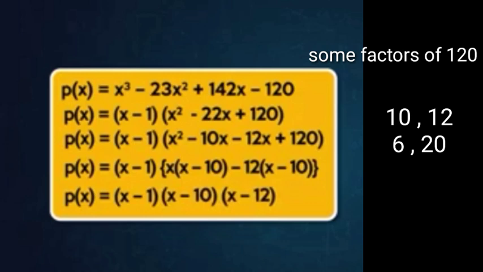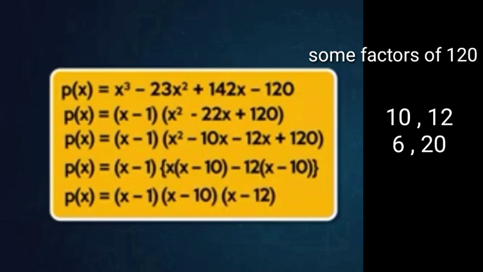In quadratic polynomial, product AC equal to 120. So, the factors of 120 are 10, 12, 6 and 20 also. Out of this, which two numbers we have to take? If you add or subtract, we have to get the middle term. So, we have to take 10 and 12.